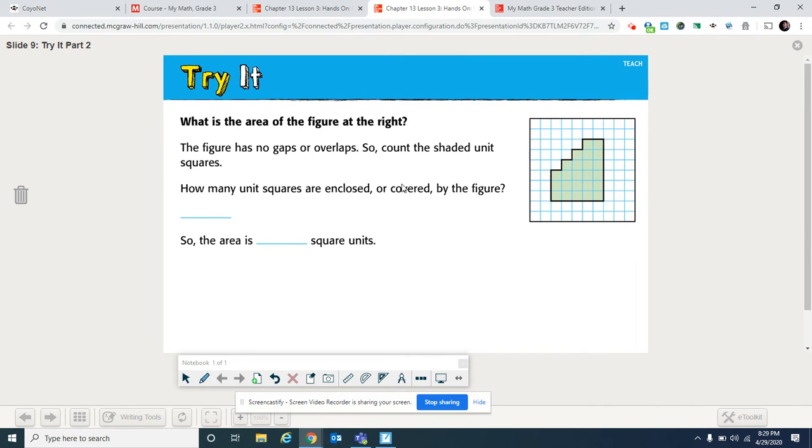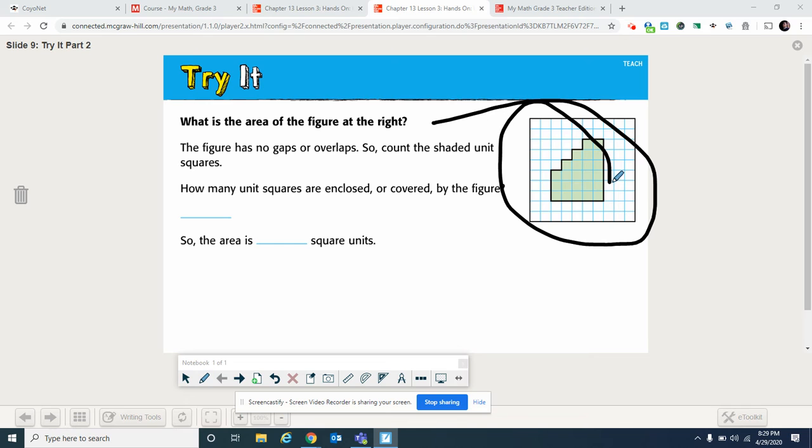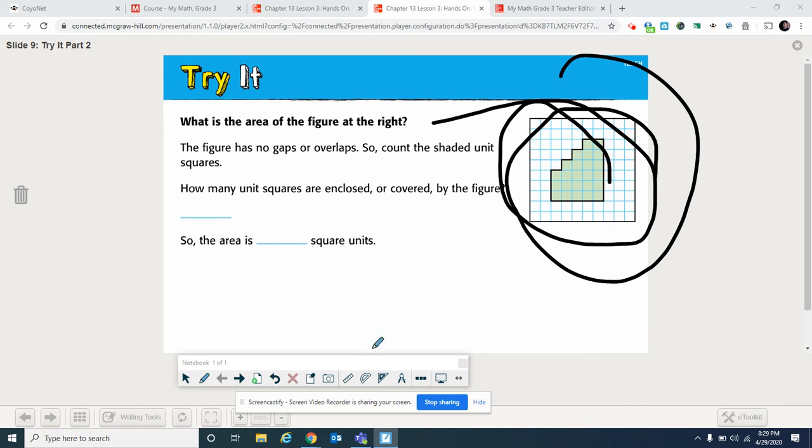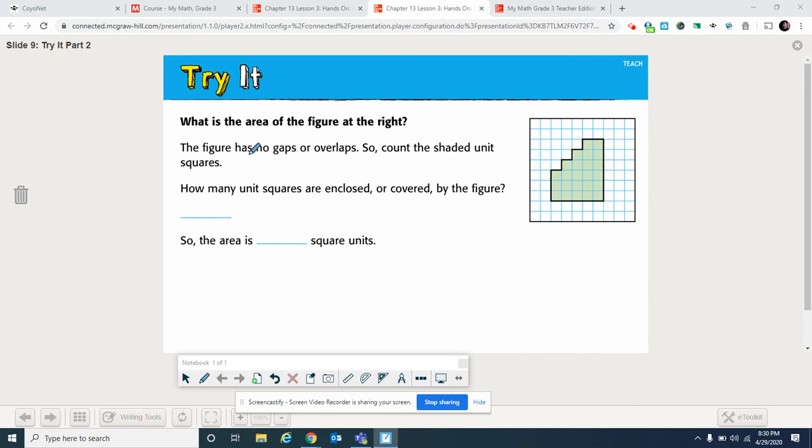Let's go ahead and do this example. What is the area of the figure to this object? Okay, so the figure has no gaps or overlaps. Remember, the figure has no gaps or overlaps, so we need to count the shaded unit squares. The question we need to find out is how many unit squares are enclosed or covered by the figure.